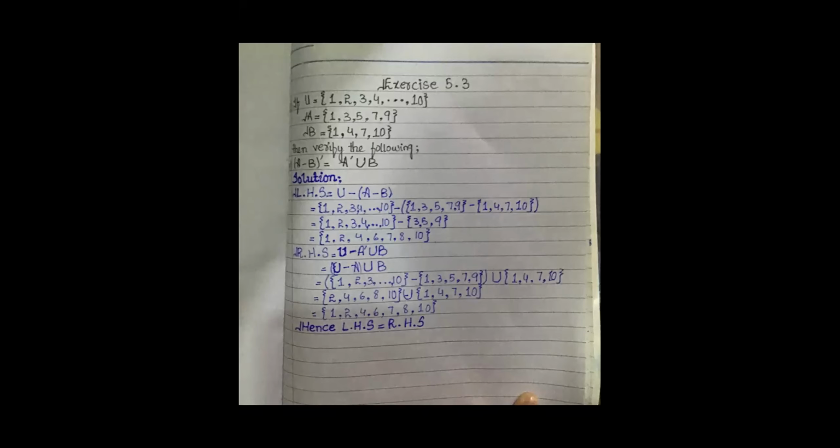Then we are going to solve the right hand side, which is A complement union B. It means we take the universal set minus the set A, then find the union with B. The universal set is given as 1, 2, 3, up to 10, minus 1, 3, 5, 7, 9.